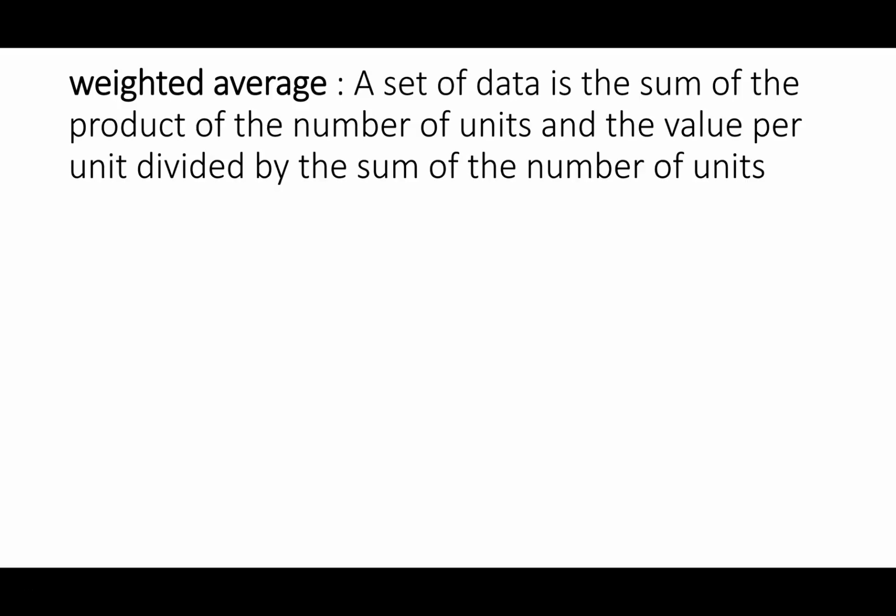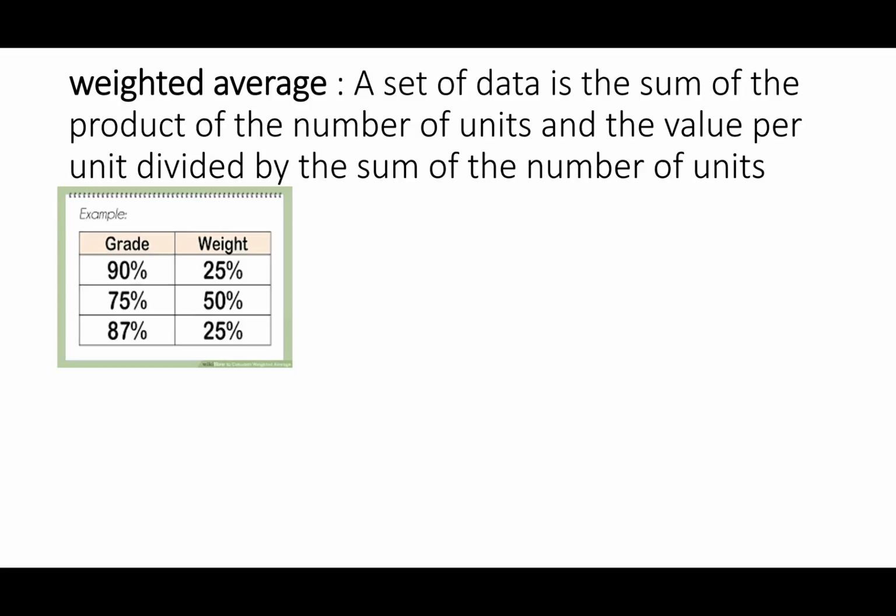So, a weighted average of a set of data is the sum of the product of the number of units. This is a big, long thing. Yes, you do need to write it down, but what it really means is it's like a grade where each column is weighted differently. And we'll get into more of that in a sec. So, it would look like this.